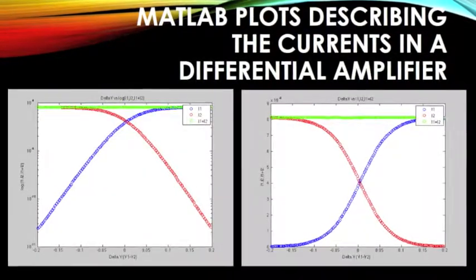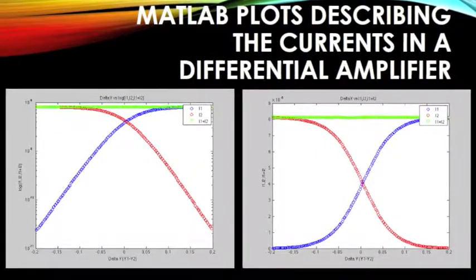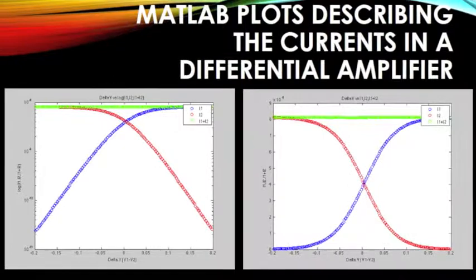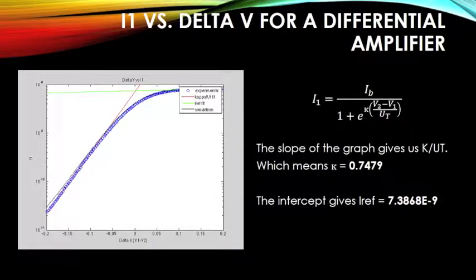This shows the MATLAB plots for I1, I2, I1 plus I2 on a linear and log scale. The plot on the left shows I1 versus V1 minus V2. Using the equation we have previously derived for I1 and the curve fits from the graph, we can obtain the values for kappa and Iref.